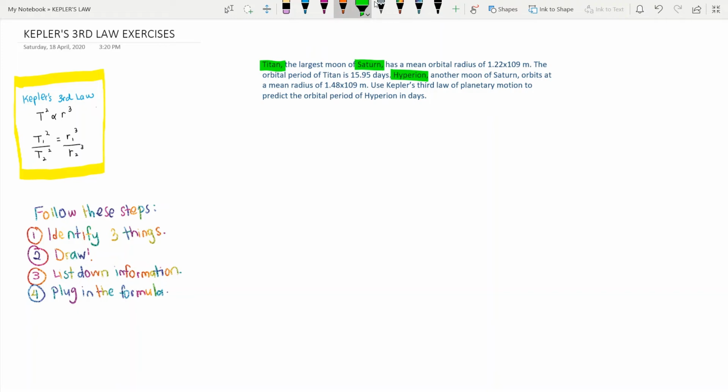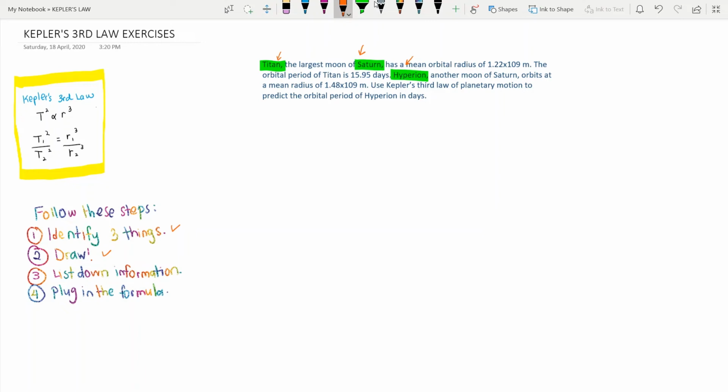Okay, so kita tahu kalau bulan ni fungsi dia adalah untuk mengelilingi planet. So the center in this case would be Saturn, and two objects ataupun two things that would orbit around the center would be Titan and Hyperion. So now that we have identified the three things, we can start to draw.